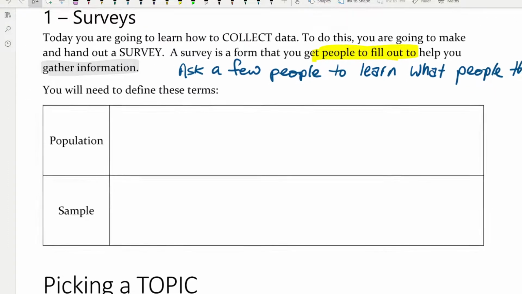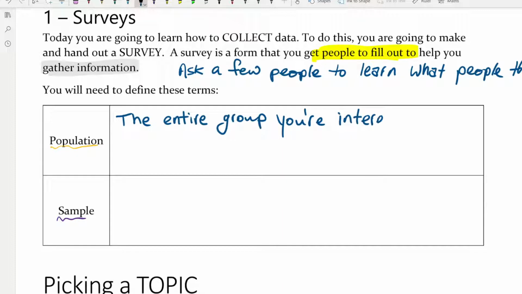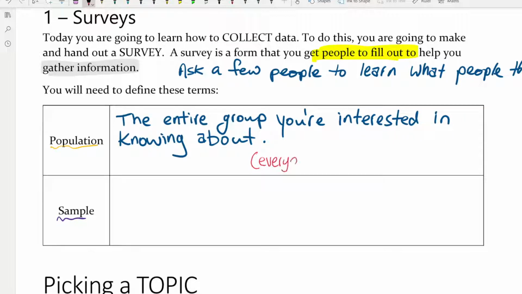So this leads to two terms that we need to know: the term population and the term sample. A population is the entire group you're interested in knowing about. So, for example, if I wanted to know what everybody at Eastdale thinks about the cafeteria menu, then my population would be everyone at Eastdale.